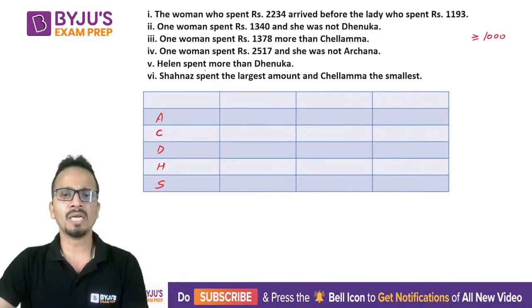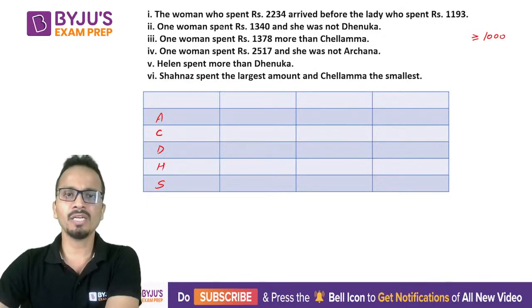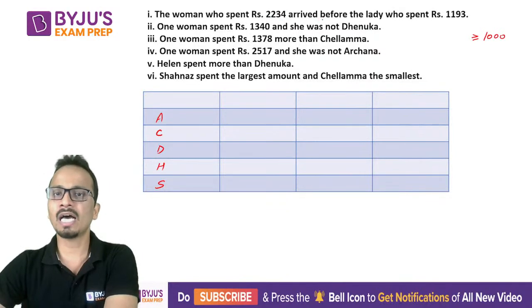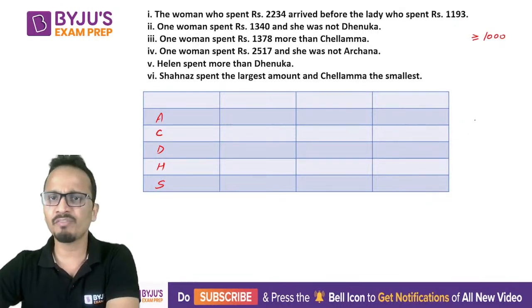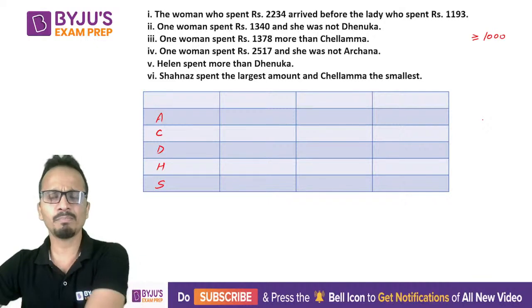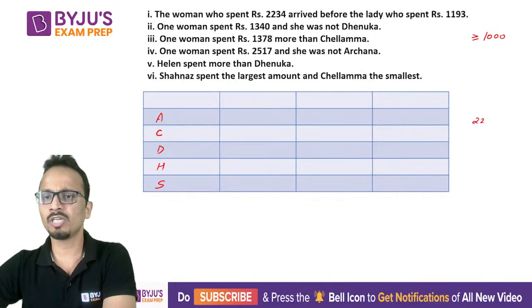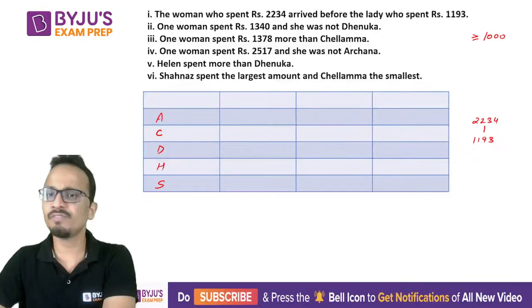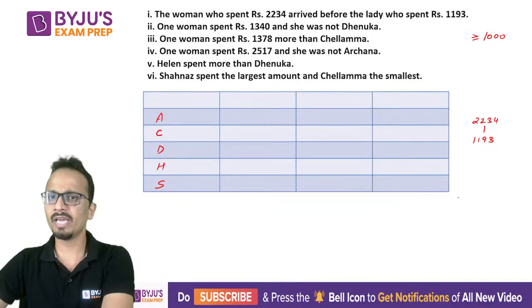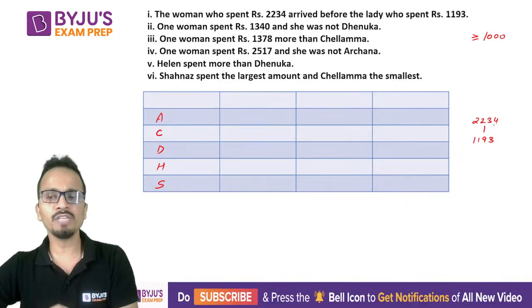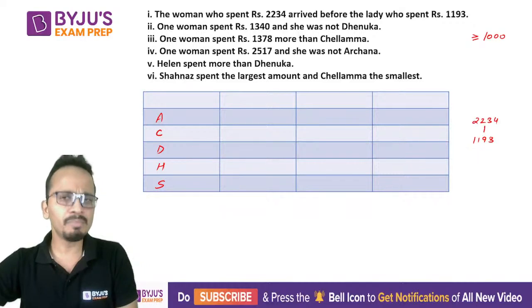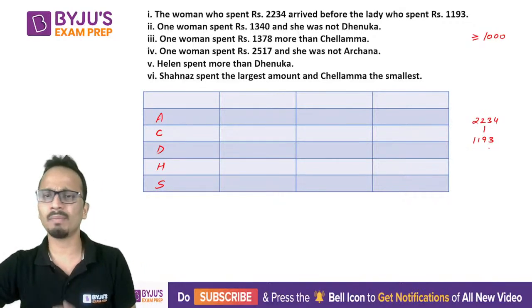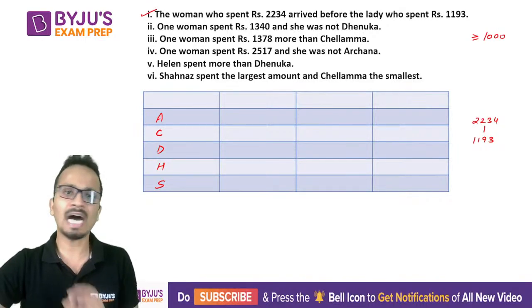Now the conditions are: number 1, the woman who spent 2234 arrived before the lady who spent 1193. I'll put this information on the right hand side of the table. So 2234 should arrive before 1193. That means there are 2 ladies who have spent 2234 and 1193, and they will come in this manner. 2234 will come before, not immediately before, but somewhere before 1193. So this is the first statement I have used.